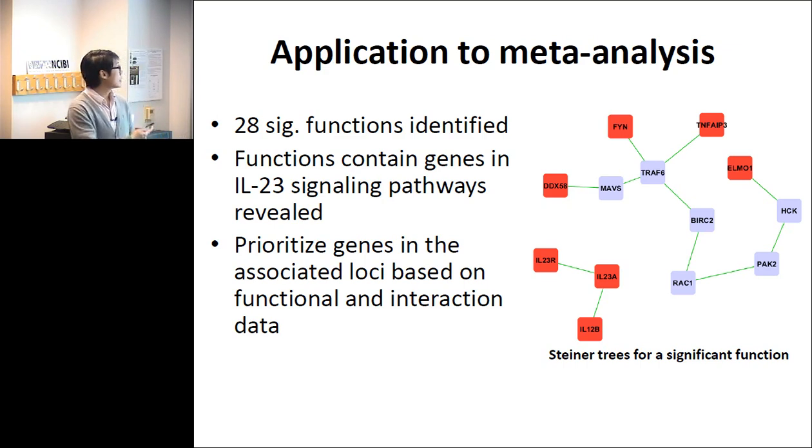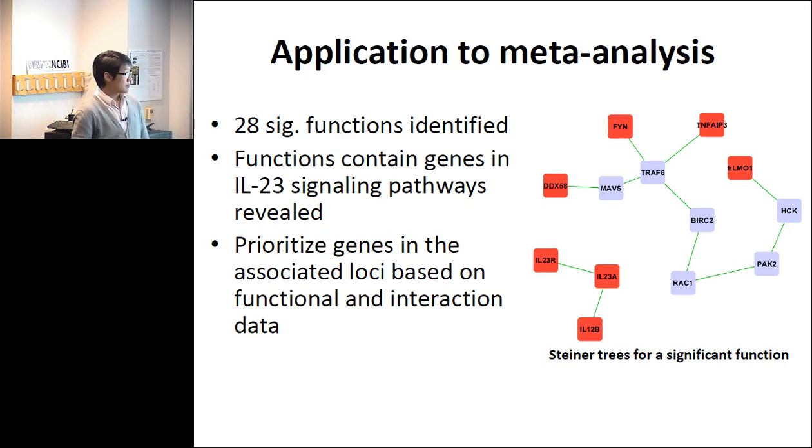So by using MEAGA, we identified 28 significant functions. One of the really cool things that we could identify, and I'm going to show you in a minute, is that genes participate in the alternative signaling pathway, which has been suggested to be involved in the disease mechanism of psoriasis. But now we provide an objective, systematic way to review that.